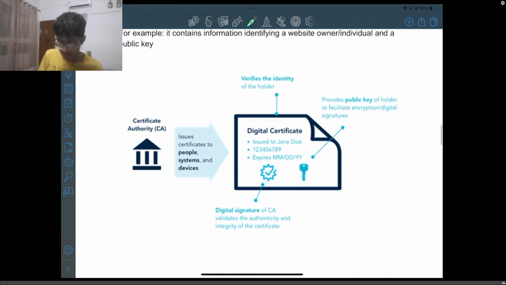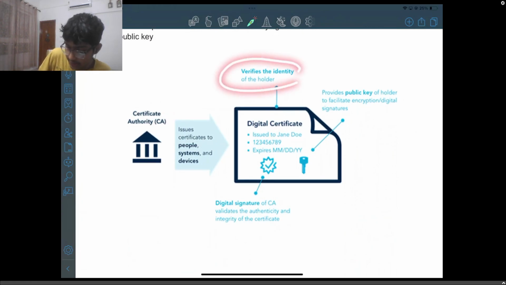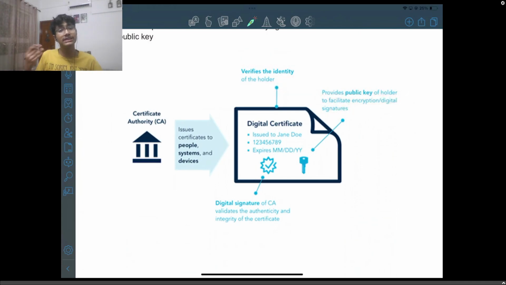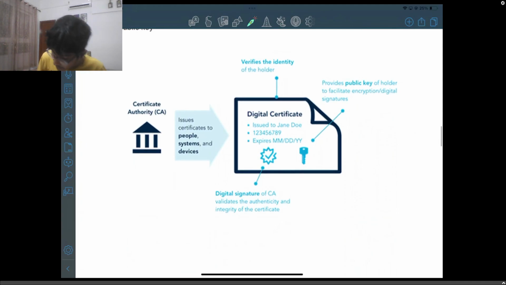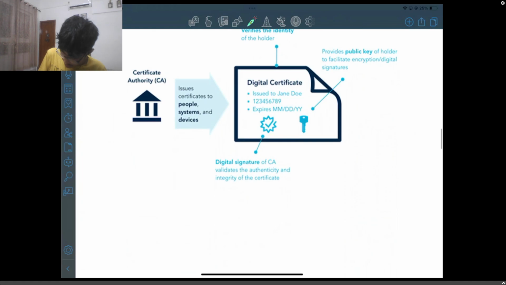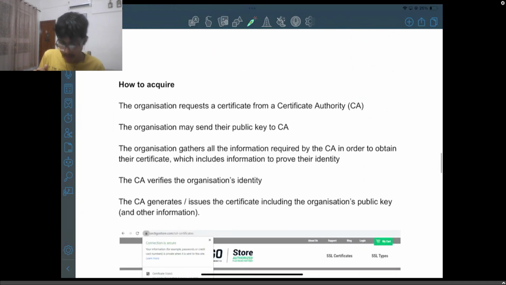So if you imagine here, I have the certificate authority, which is issuing the certificates to certain people or companies. The digital certificate is used to verify the identity, and it's used to provide a public key. So when we're using encryption, we can decrypt using the public key. And this contains the person, the digital ID, and the expiry date.